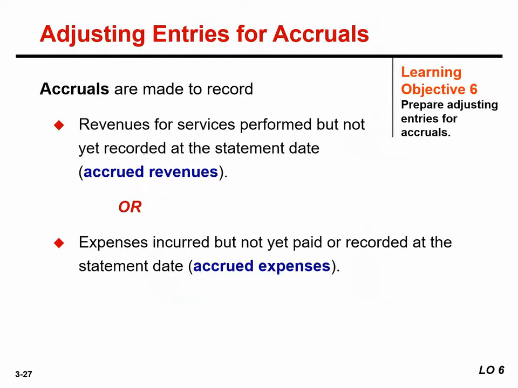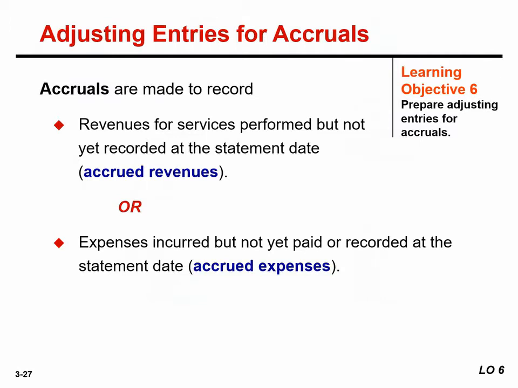Now we said that adjusting entries are divided into two main groups. The first one is prepayments, we said, and the second one will be accruals. Accruals are divided into two types. So we have accrued revenues and accrued expenses.